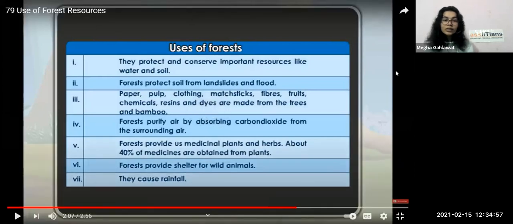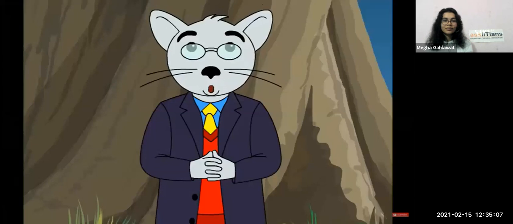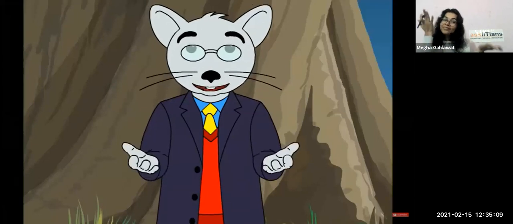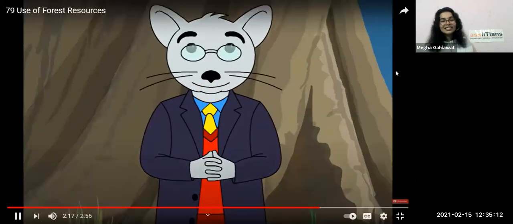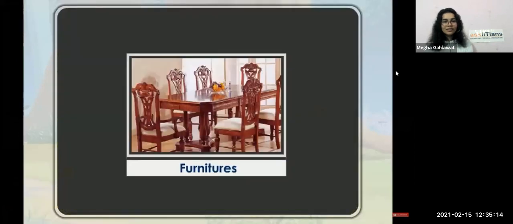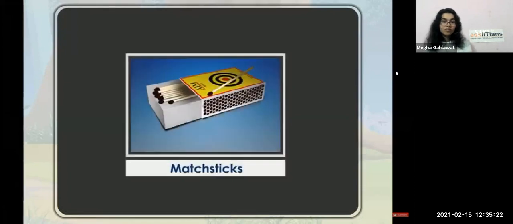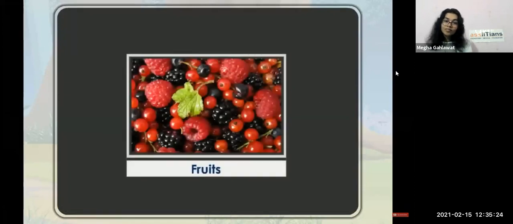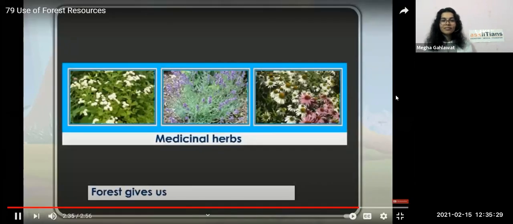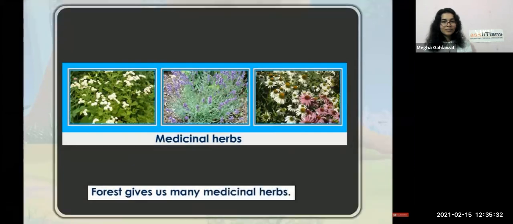Then there are these multiple types of uses of the forest, which have just been listed in the video. So, forest resources provide us with many things. The forest gives us furniture. The forest gives us paper, pulp, clothes, matchsticks, fibers, fruits, and so on. Forest gives us many medicinal herbs.